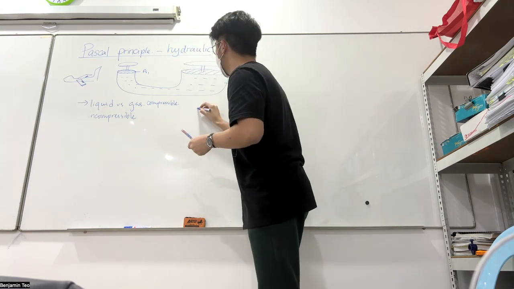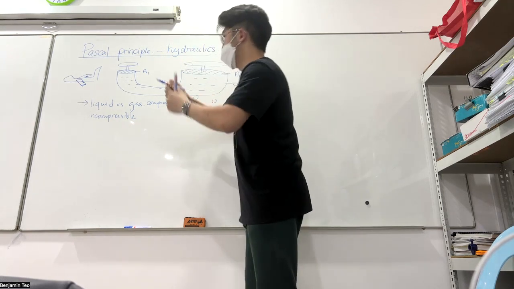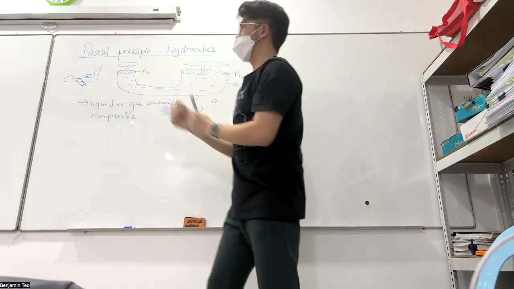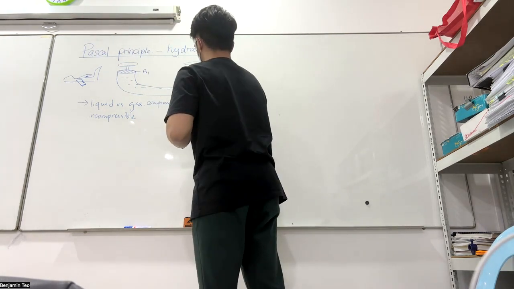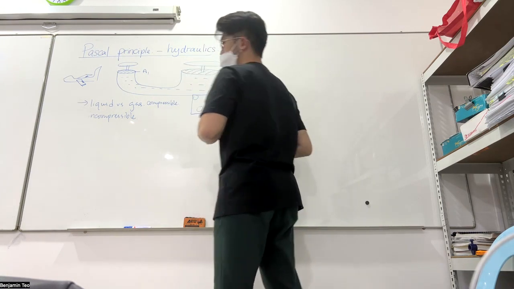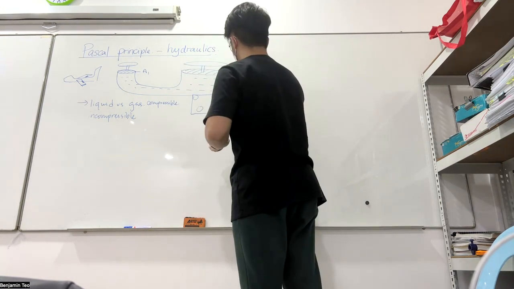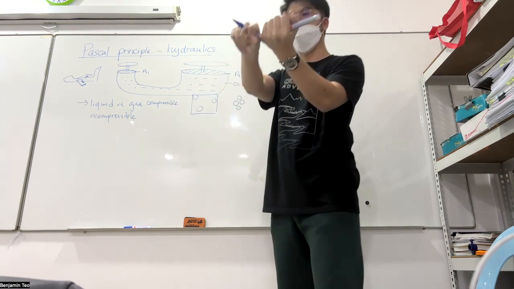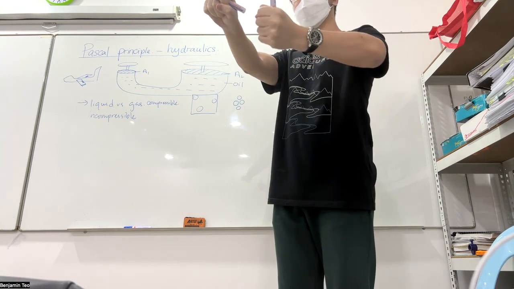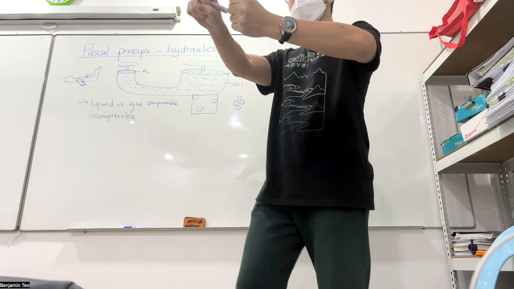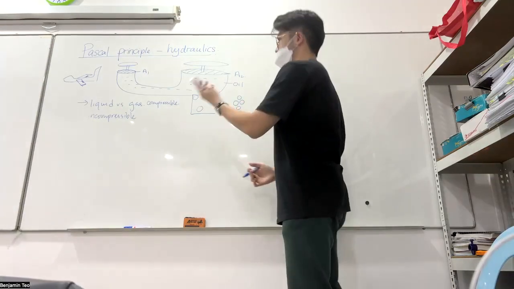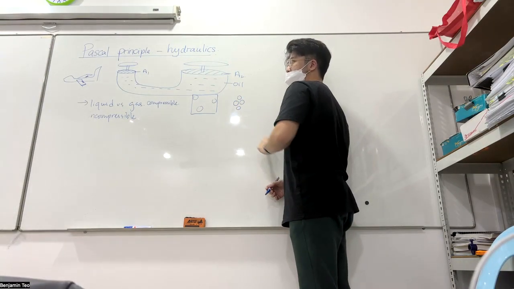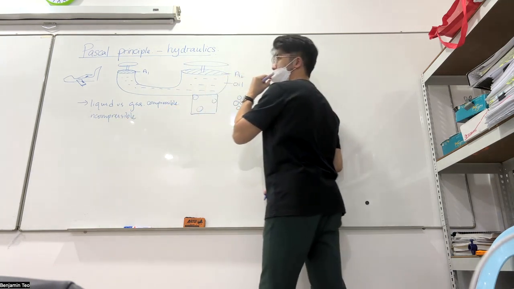Because gas particles are very far apart, right? Particle and particle very far apart. You can compress them, you can squeeze them into one tiny volume. But liquid, you cannot do that. Liquid, the particles are like solid, very, very close. Solid is the closest, liquid is just slightly further apart. It's still very close. If you want to compress it, still you cannot compress it. There's not enough spacing for you to compress. So liquid is incompressible.